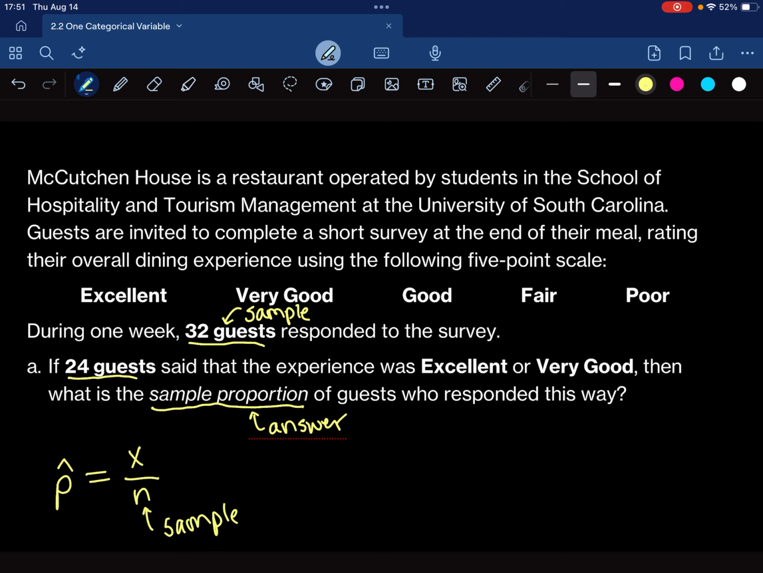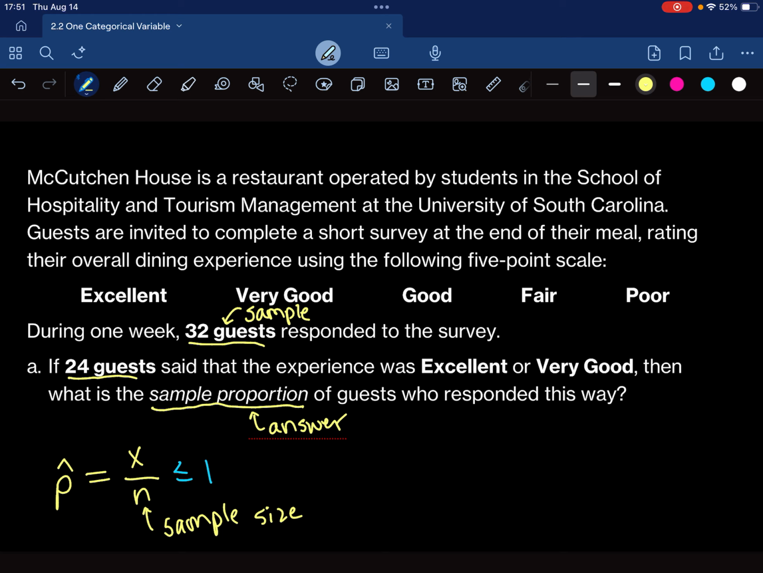And so one important fact about this is that this answer should always be less than or equal to 1. It should never be bigger than 1. That's because we always are going to put the sample size, which is the total number of people we have data collected on, underneath. It's going to go on the bottom, and then the people who responded the way we want is going to go on top.